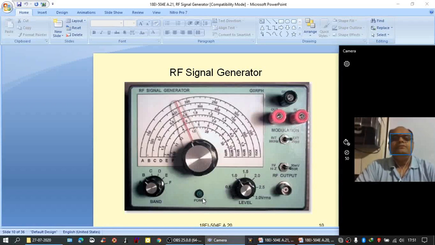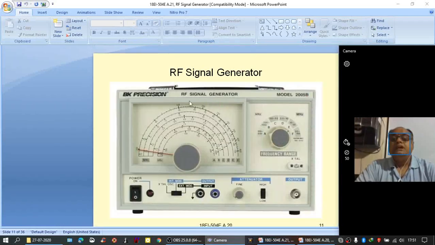Then another radio frequency signal generator here: you can see frequency bands are available, and a continuous adjustment scale also is available, and an attenuator is available as low or high, and fine tuning is given here, and the radio frequency signal is taken here. For using external modulation, here there is a slider switch.